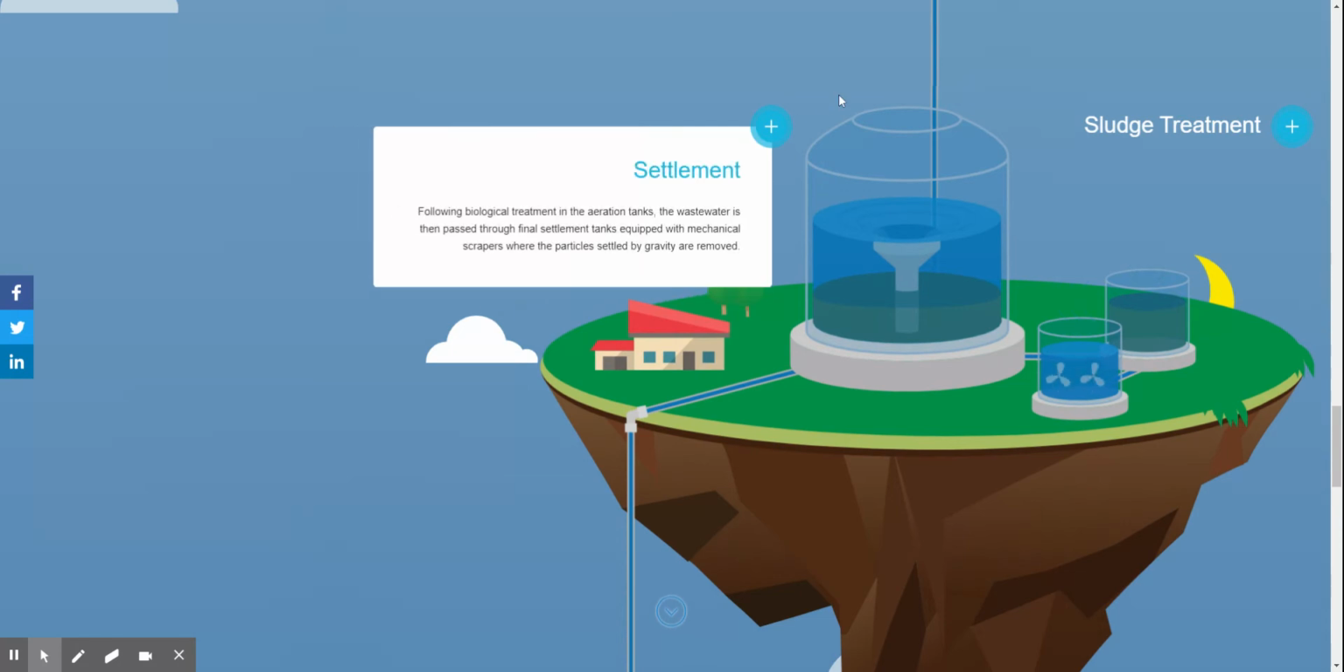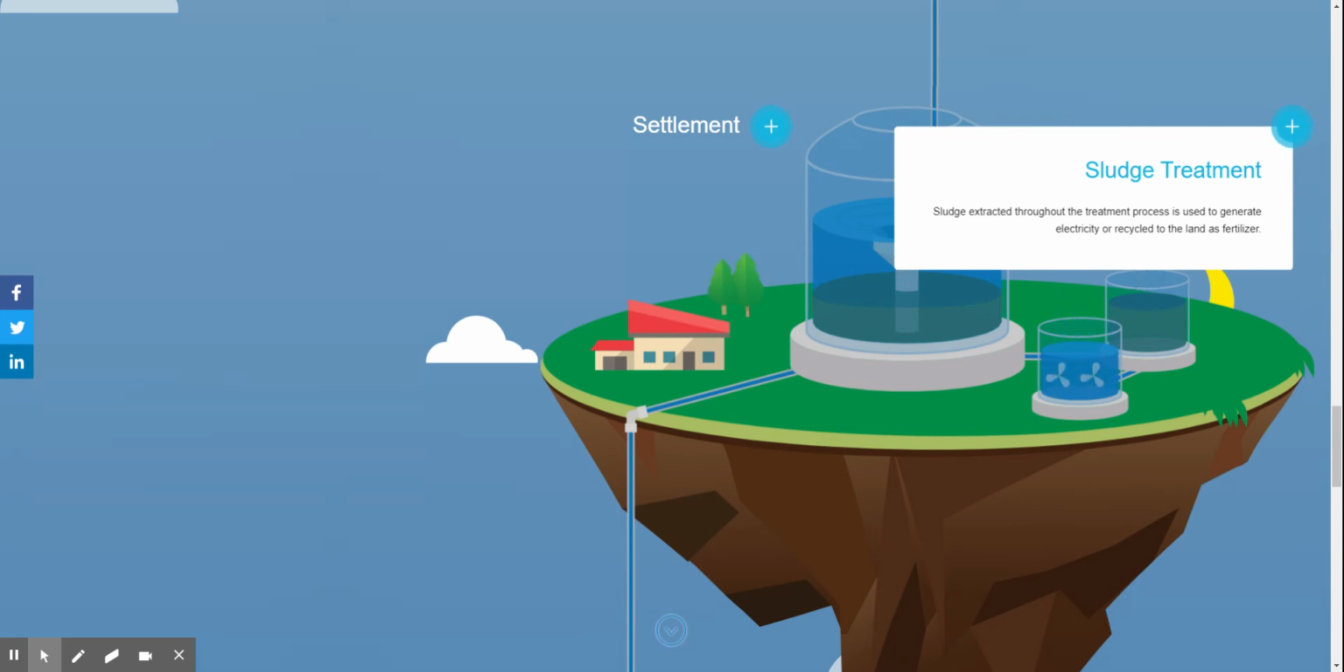Okay, so settlement. This is the final stage. The treated wastewater is passed through a final settlement tank where the good bacteria sink to the bottom. This forms more sludge, which is also valuable as before. The treated wastewater is slowly filtered through a bed of sand, which acts as a filter and catches any remaining particles.